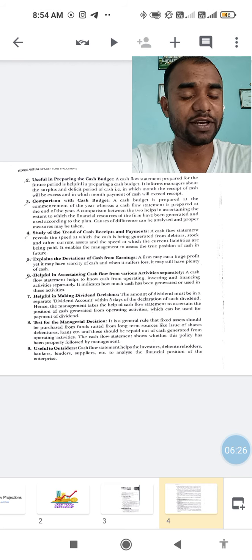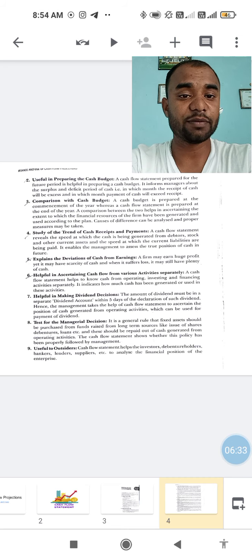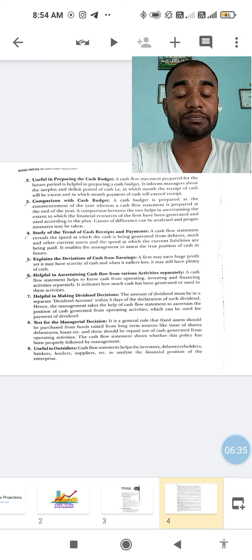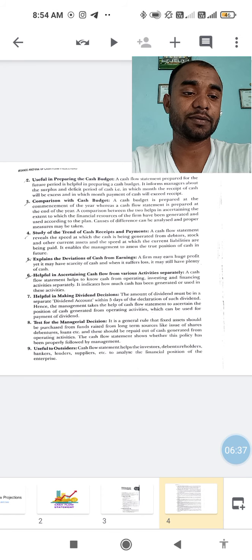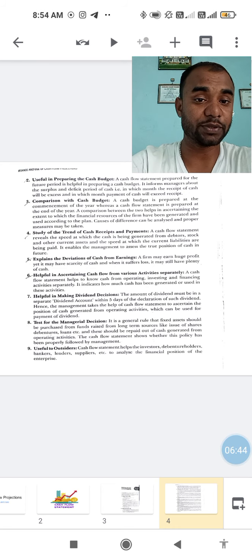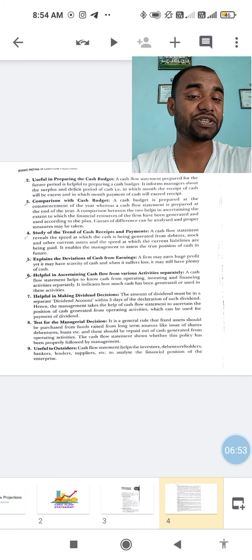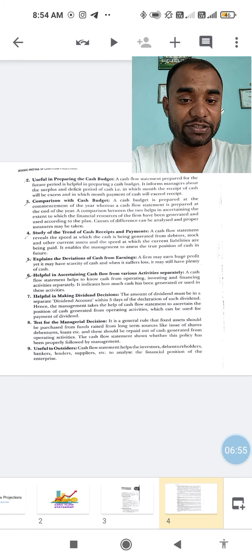Helpful in making dividend decisions. Now what is this dividend? Dividend is something that is paid to the shareholders after the company's annual general meeting. When we prepare the profit and loss account, a part of the profit that is paid to the shareholders is known as dividend. Now the question here is that when we prepare a cash flow statement, it becomes easy for us to decide how much can be given to the shareholders.